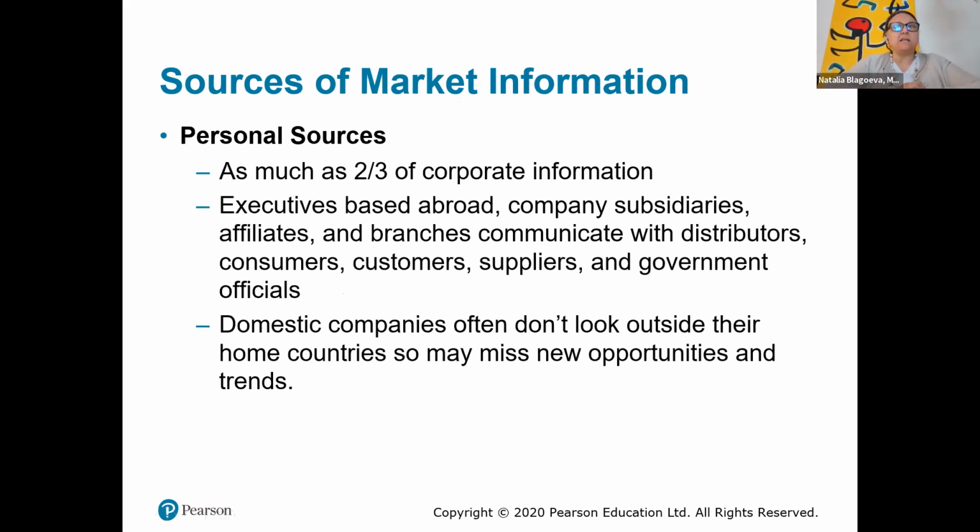Okay, so the next aspect we will be focusing on is sources of market information. What's interesting is that as much as two-thirds of corporate information actually comes from personal sources. So executives based abroad, company subsidiaries, affiliates, branches, all the elements of the company are actually communicating with people across our supply chain, with consumers, with government. So a lot of the information actually comes exactly from these sources.